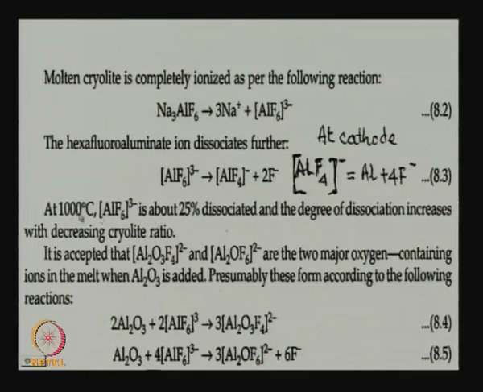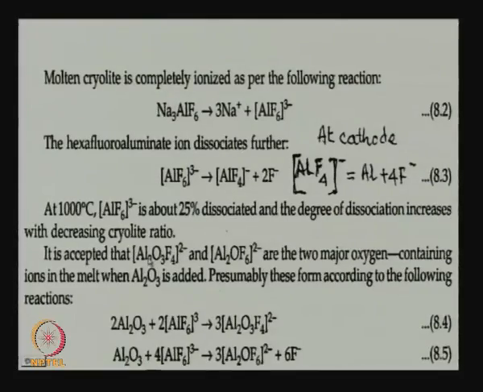Actually, at 1000 degrees, AlF6 3- is about 25% dissociated, and the degree of dissociation increases with decreasing cryolite ratio. Cryolite ratio means NaF and AlF3. The more you have the AlF3 part, the cryolite ratio would be lower, and therefore the degree of dissociation will be more. Now, initially I have shown you a distribution of various anions that has oxygen.